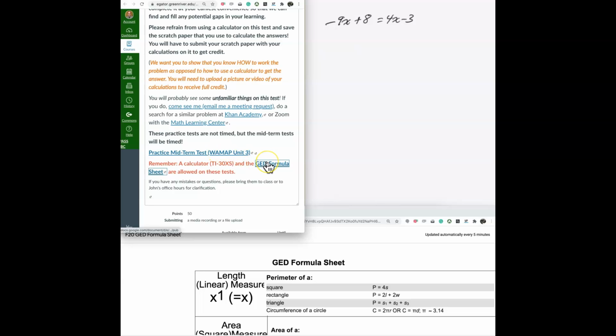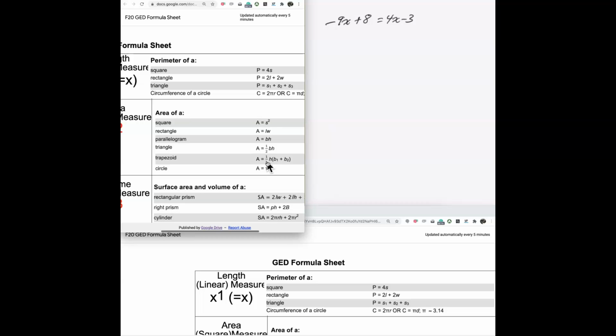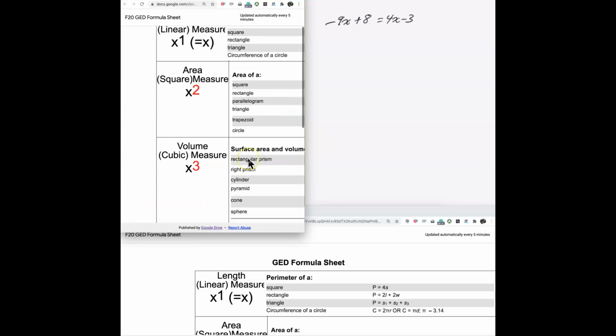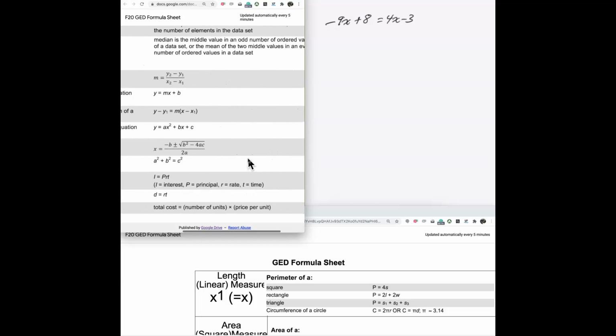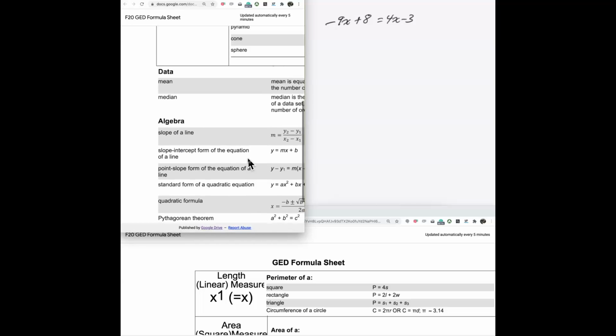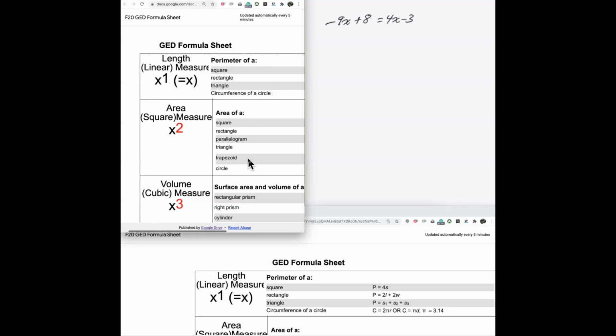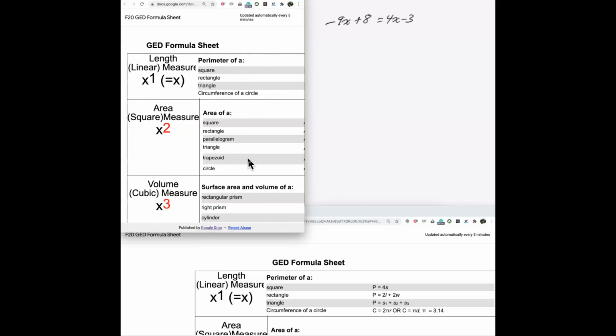And there's also a link to the GED formula sheet, which looks like this. And you can use this formula sheet on any tests that you take with me. And if you're planning to take the GED, you can use this sheet on that test as well. So it's a good idea to know it pretty well.